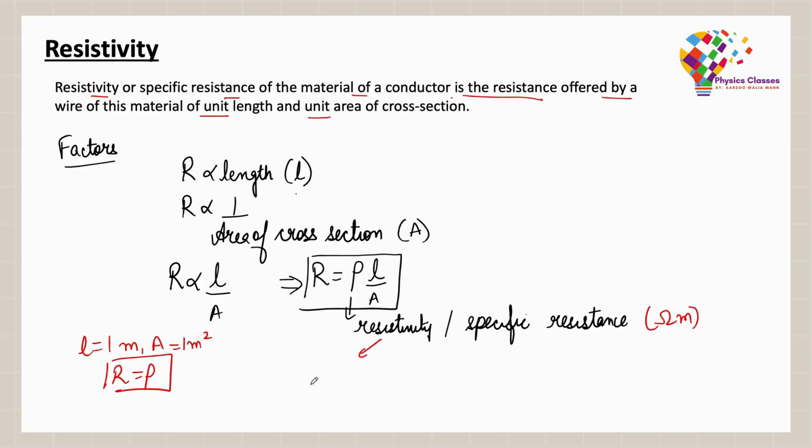Resistivity depends only on two things. Firstly, it depends on the nature of the material. If it's a good conductor, the resistivity would be less. If it's an insulator, the resistivity would be high. Then resistivity also depends on the temperature. We will talk about the dependence of resistivity on temperature in detail in the coming few minutes. But before that, let us go into the details of the factors that affect this resistivity.